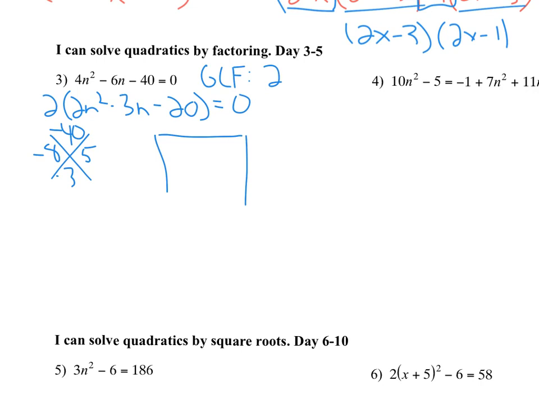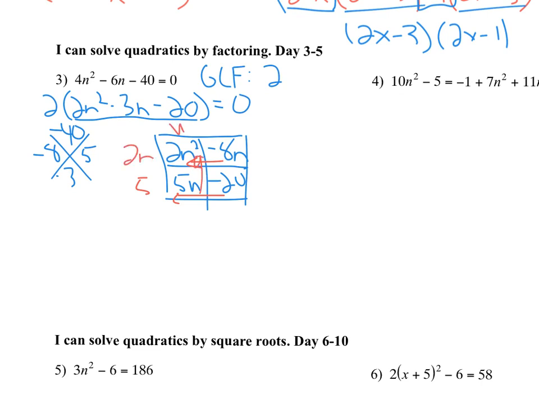Do our box. So we get 2n squared. Remember, all of this essentially comes from this. That negative 3 is made up of negative 8n and 5n, and then negative 20. And then we look for our GCF. So we get 5, we get 2n, we get n, and then here we get 4, and then we should check.